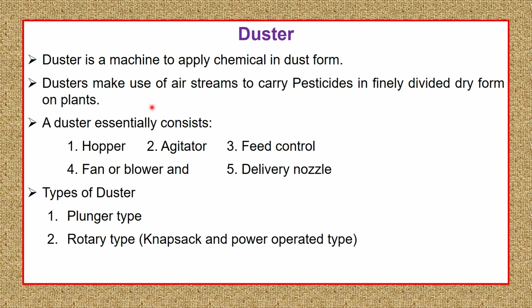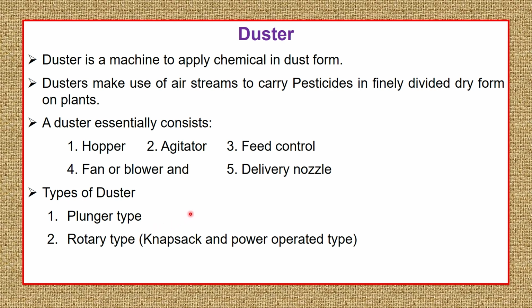So duster is a machine which is used to apply chemical in the form of dust. It uses a stream of air to carry the particles of chemical and deposit them over the plant. Any duster will have a hopper, agitator, feed control unit, fan or blower to create a stream of air, and delivery nozzle as its essential components. So dusters may be of two types, plunger type or rotary type.